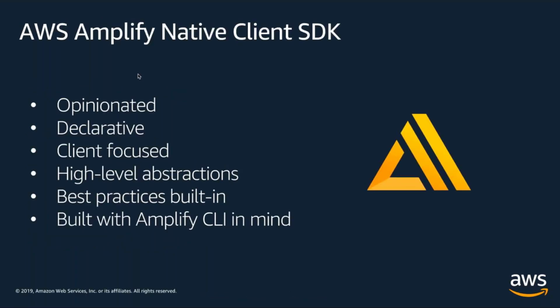Another part of the Amplify framework is the native client SDK. The native client SDK is opinionated, declarative, client-focused, has high-level abstractions. It's got best practices built in for things like authentication, configuring APIs, but it does allow you to override that and basically configure them any way that you need. And they're all also built with the Amplify CLI in mind. What this means is that you can create these different services or different categories, if you will, and workflows, and they all work together seamlessly because they're all being backed and powered by the CLI.